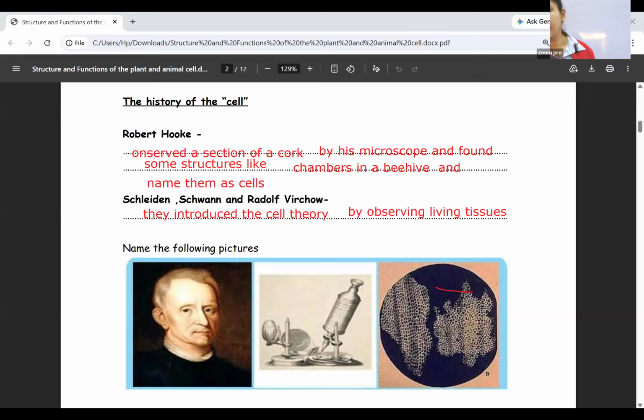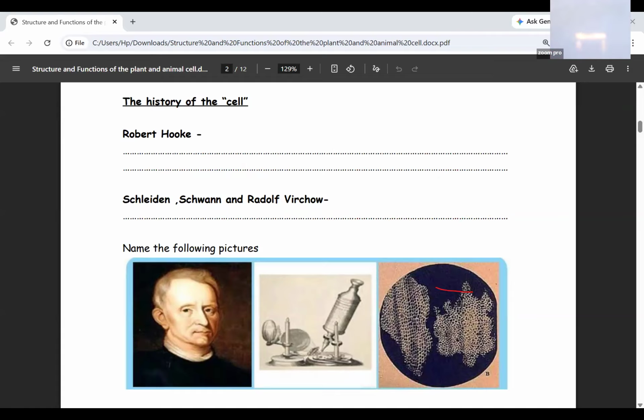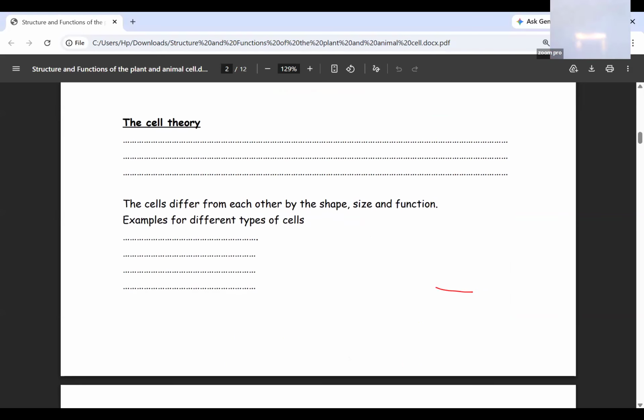Completed up to this part. And name the following persons also. First one, Robert Hooke. Second one, microscope. Third one, chambers like cells. So that's enough. Then we move to the next part. Now you have to write the cell theory.